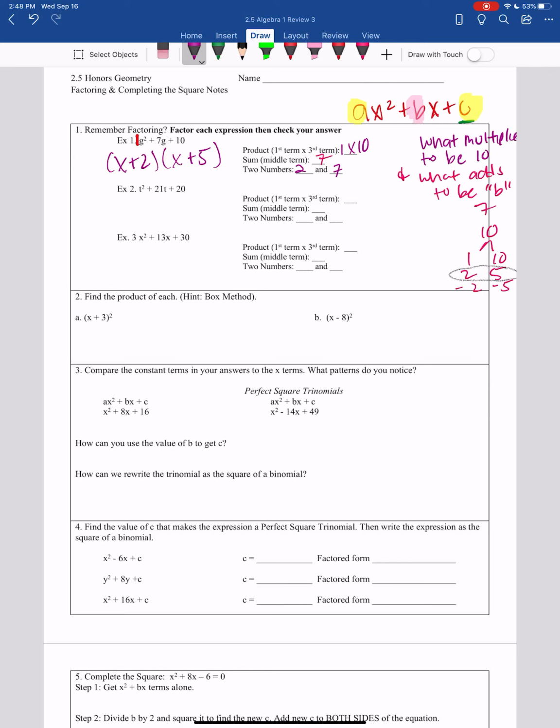So try example 2 and example 3 on your own and make sure that you check your answers on its learning. So we're going to keep going though. We're going to find the product using the box method of number 2, part A.